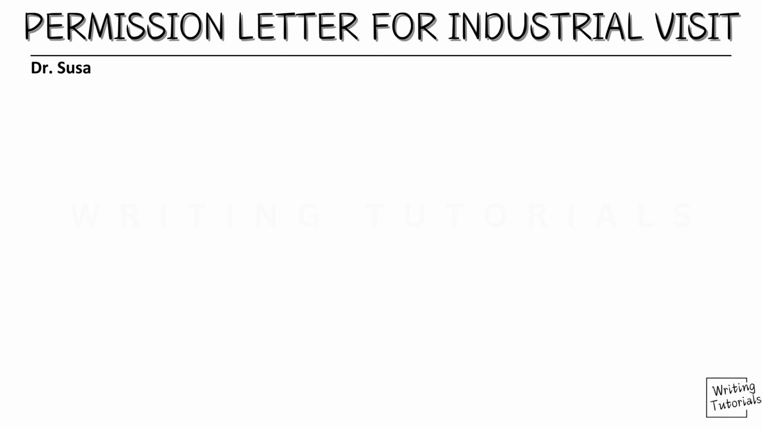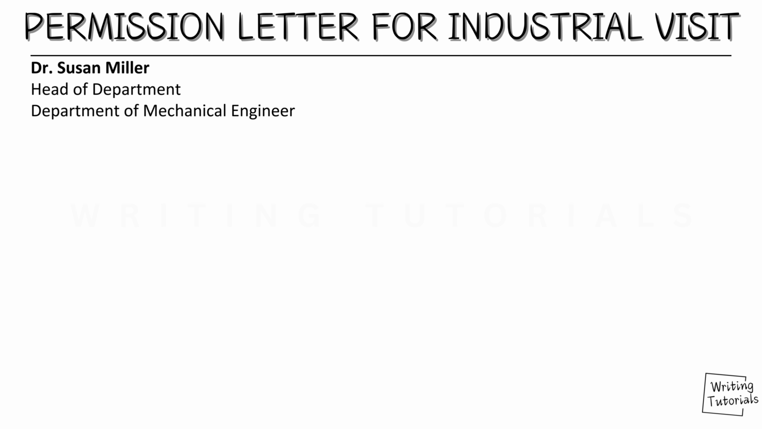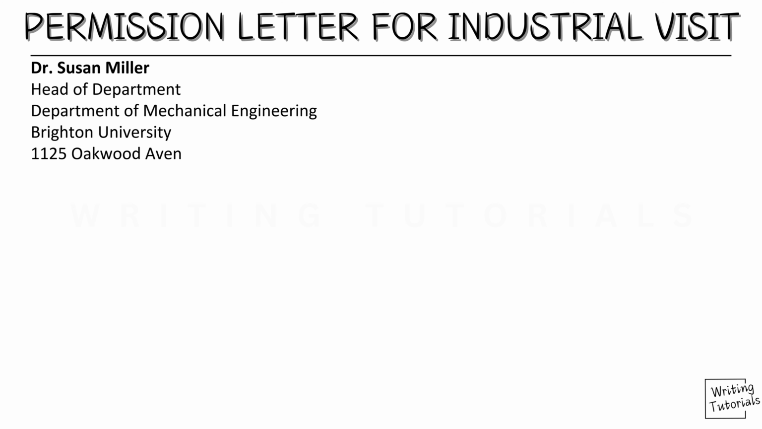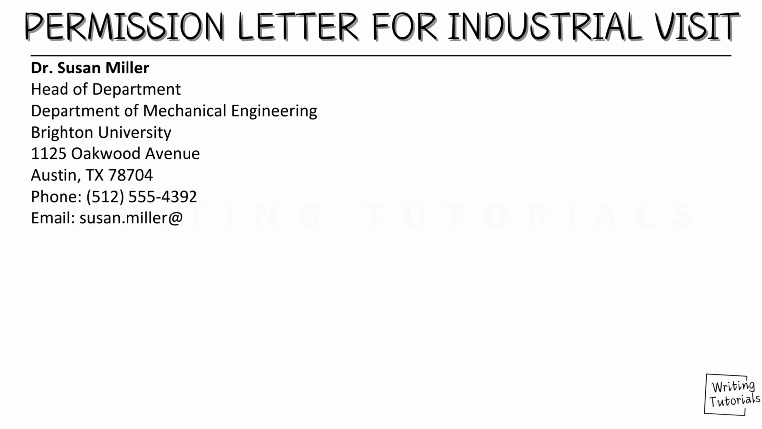Step 1. The header. Let's start with the header, which provides all the essential information about the sender. In our sample, the letter begins with Dr. Susan Miller, Head of Department, Department of Mechanical Engineering, Brighton University, 1125 Oakwood Avenue, Austin, Texas, 78704. Phone 512-555-4392. Email susan.miller@brighton.edu. This section is critical because it tells the recipient exactly who is writing and how to contact them.